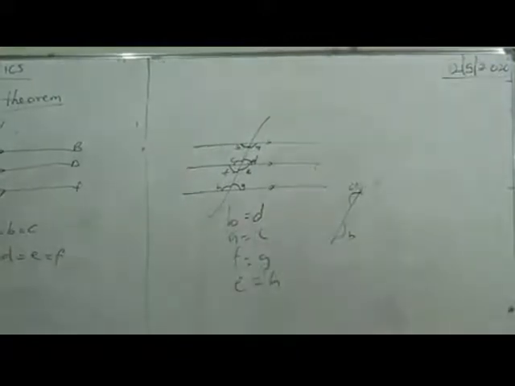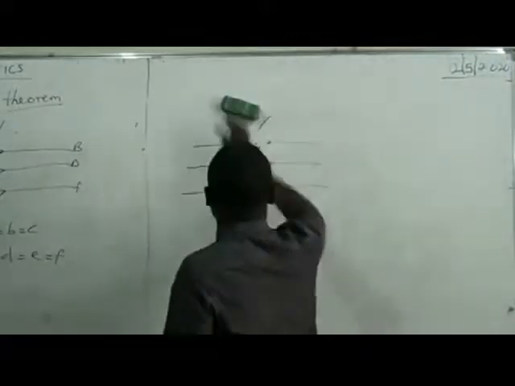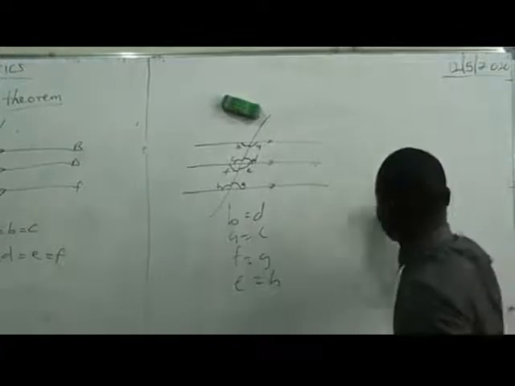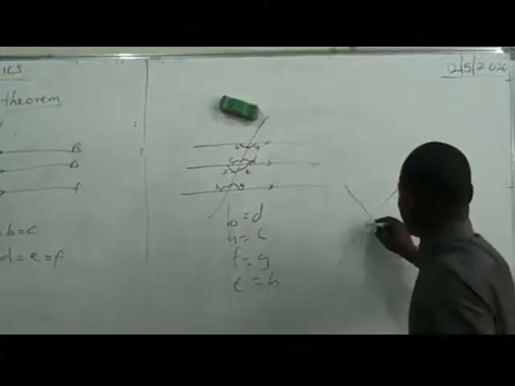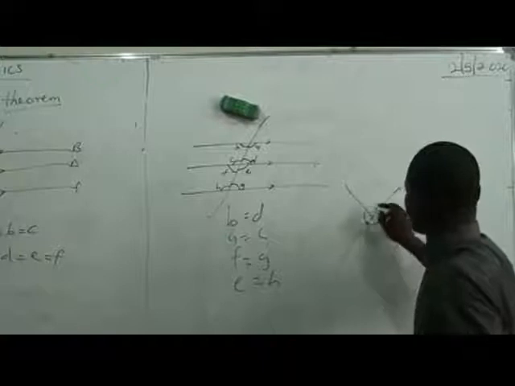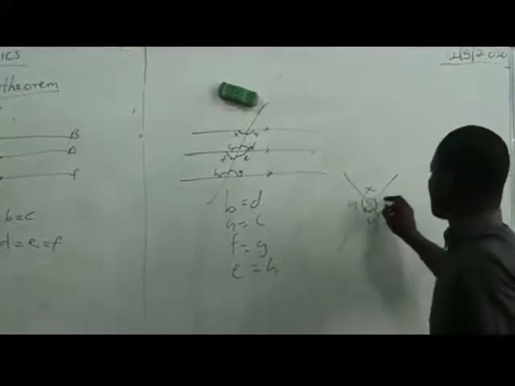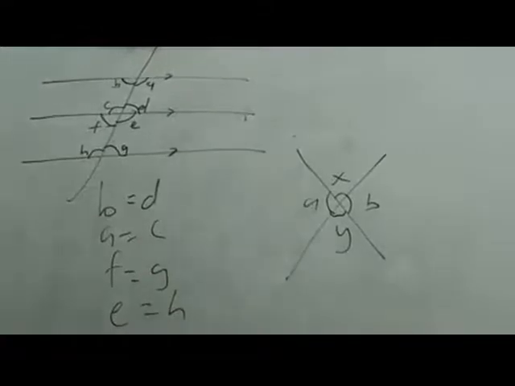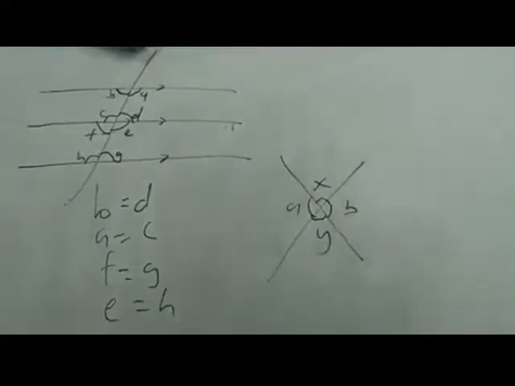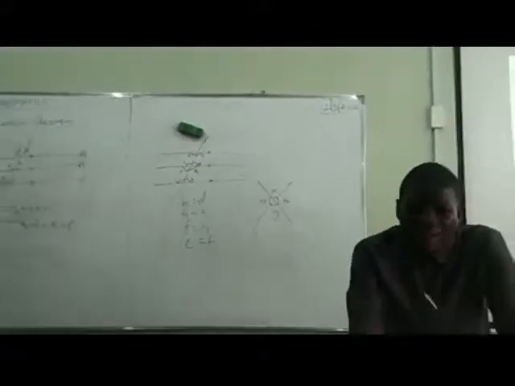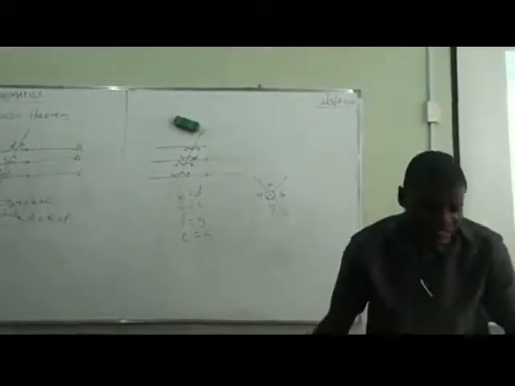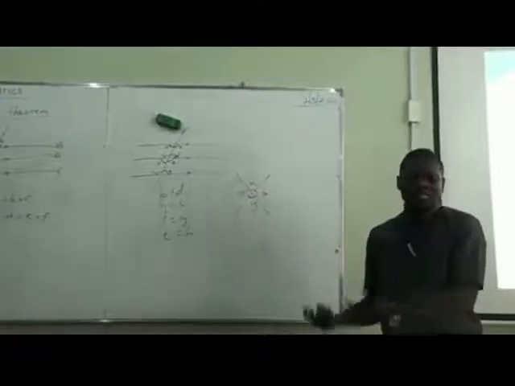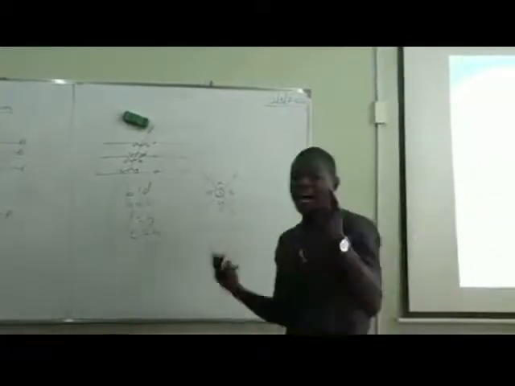Now let us move to vertically opposite angles. We have the angles marked X, Y, A, and B. Vertically opposite angles simply means angles formed by the opposite vertices. Somebody say it. Angles formed by the opposite vertices. Now, vertices is not a bombastic word. What's the meaning of vertices? Vertices simply means the meeting of two lines to form an angle.